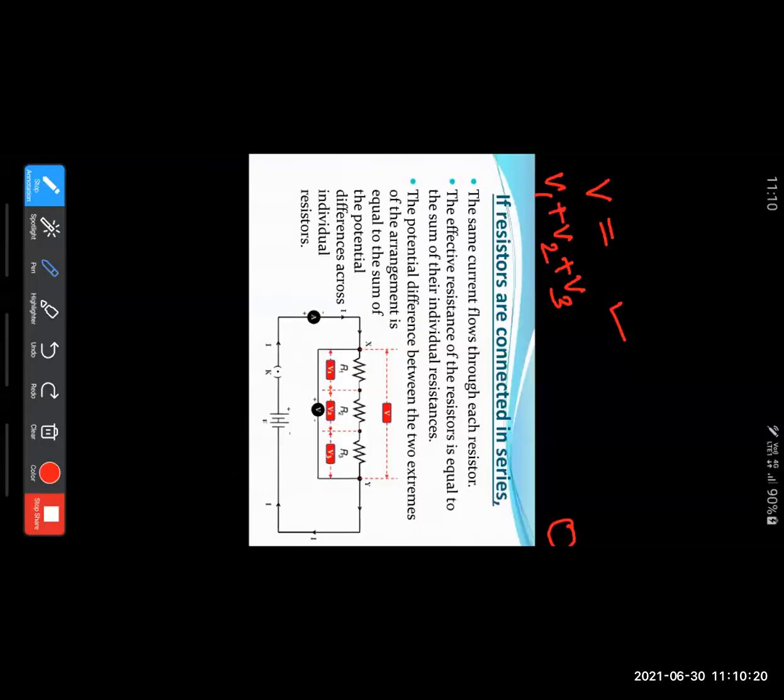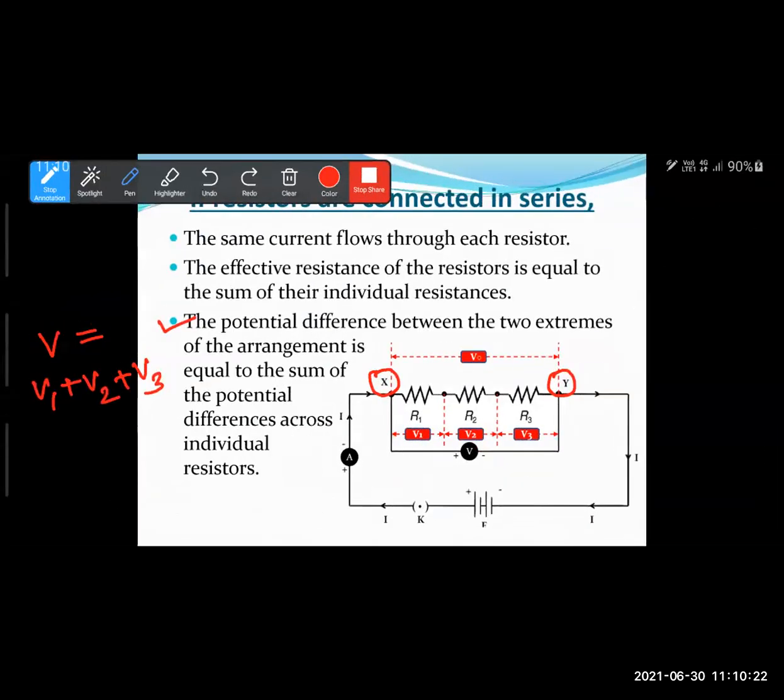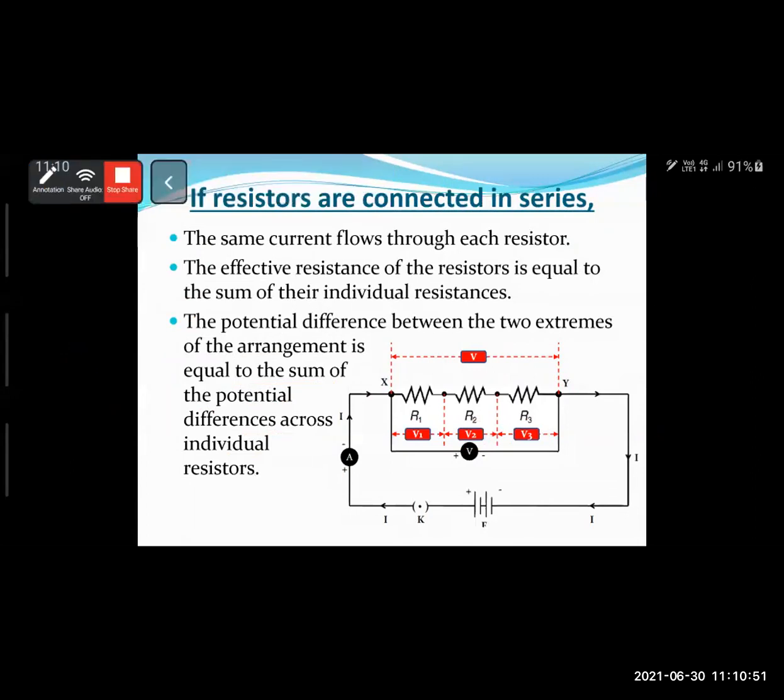As you can see from the diagram here, what is the potential difference across the 2 extremes X and Y? The voltage across X and Y is V. But we can divide that total V as V1, V2 and V3. That is what it says. The potential difference between the two extremes is equal to the sum of the potential differences across the individual resistors. Individual resistors means R1, R2, and R3. Okay, so this is the important point that you need to understand.